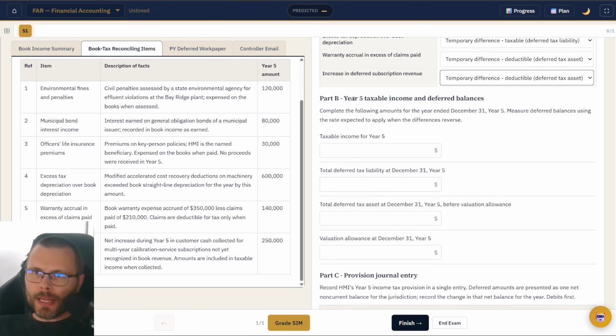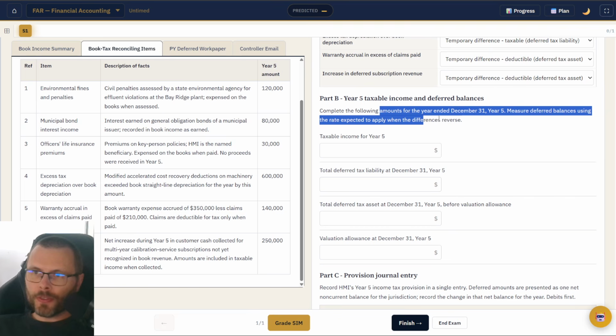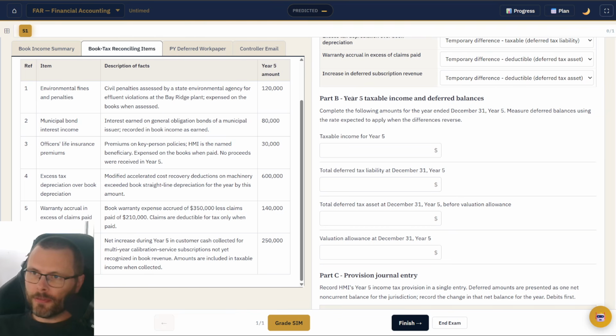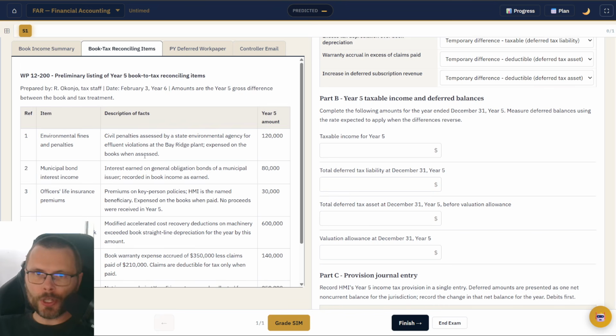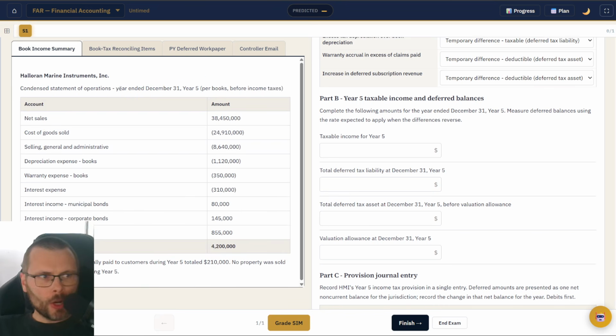So Part B, taxable income and deferred balances. Complete the following amounts for the year ended December 31, year 5. Measure deferred balances using the rate expected to apply when the differences reverse. Yes. So first one, taxable income, year 5. Look for your book income. That's the number you start with. Then you back out or add in the 6 items above.